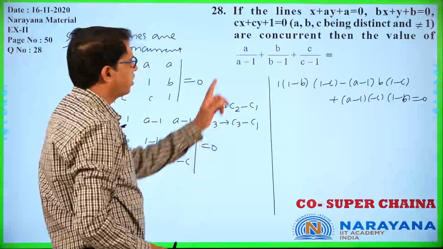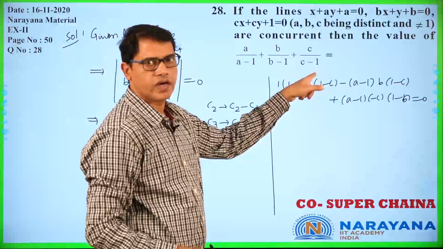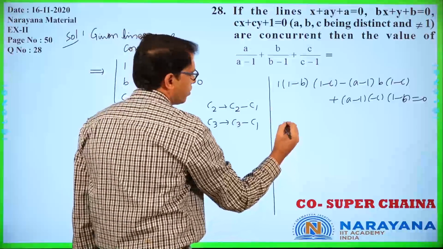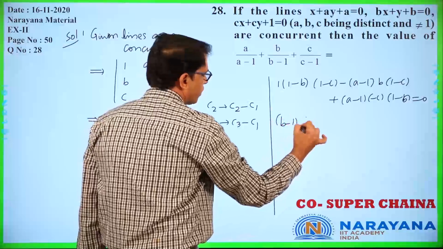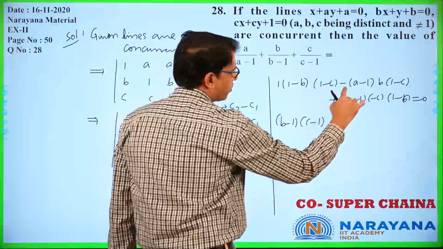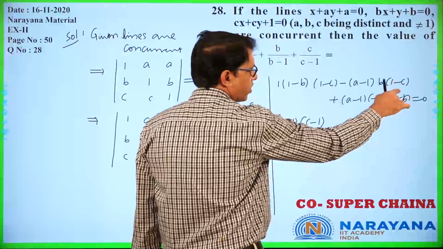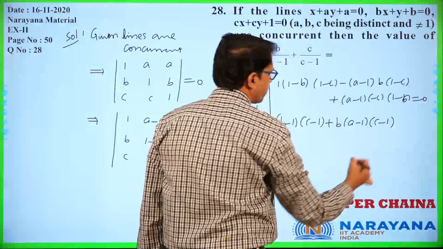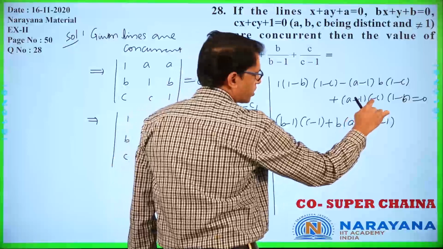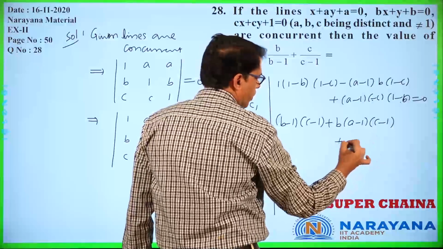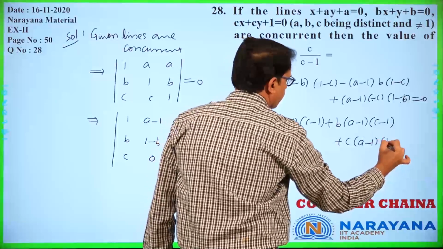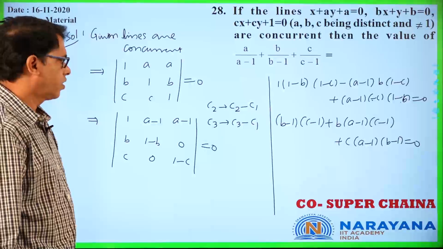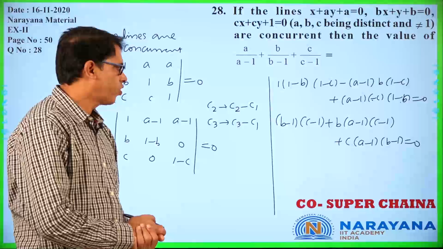So look at the question, a minus 1, b minus 1, c minus 1 are required. That's why what I am doing, taking minus common. So here minus half, minus plus (b minus 1)(c minus 1). Here if you take a minus 1 is there, minus common, minus half minus plus b into (a minus 1)(c minus 1). Then third one, here minus is there, minus common. So plus c into (a minus 1)(b minus 1) equals to 0. This is the condition we got.